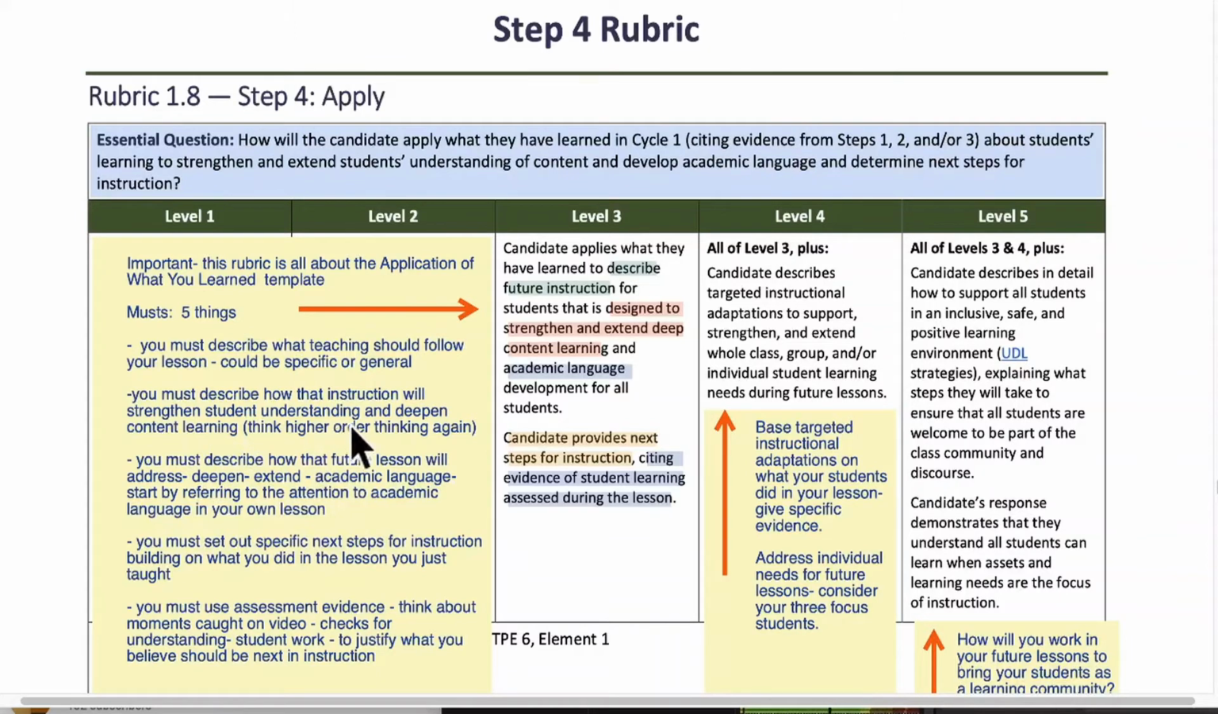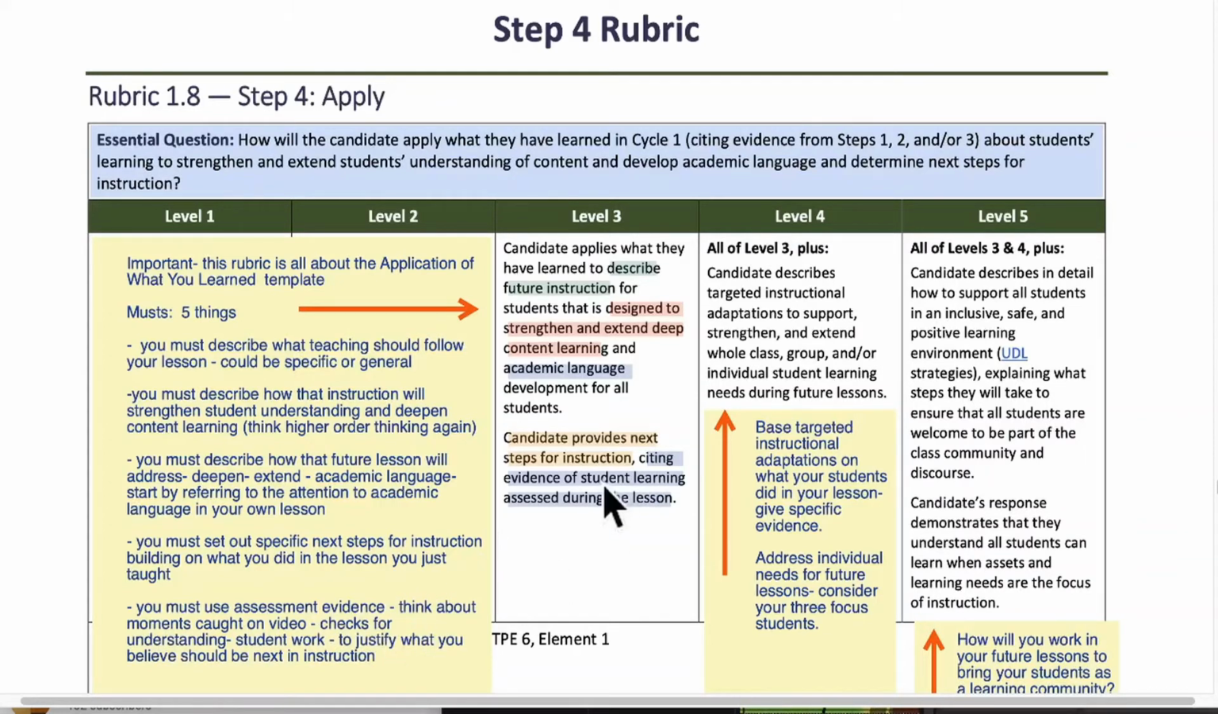So we got 2 things here. One is the higher order thinking. Okay, got to say what's going on with that, what will happen in that, how are you going to move forward in higher order thinking, and how will you move forward in academic language. Those both have to be addressed in order to get a 3. You must set out specific next steps for instruction, building on what you did in the lesson you just taught. Okay, so provides next steps for instruction, and all of that has to be built on what students showed you during your lesson. You must use assessment evidence.